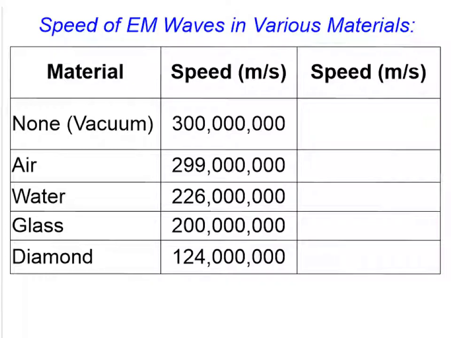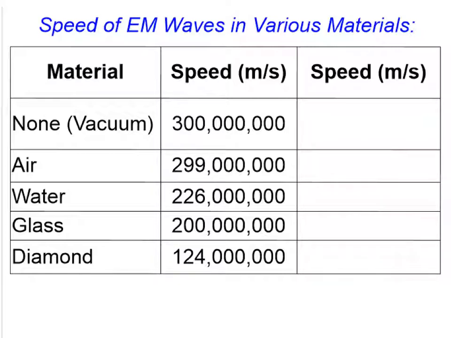So here are some speeds for electromagnetic waves in various materials. Notice that in a vacuum, we have 300 million meters per second, and you can see that in air, it's just slightly less than that. In water, there is definitely a reduction in speed, and in glass as well. So when light travels from air into water or from air into glass, we have a reduction in speed, and that's where we see refraction, remember from our last unit.